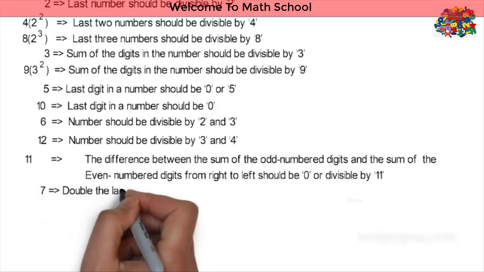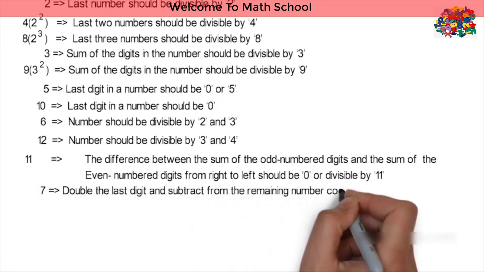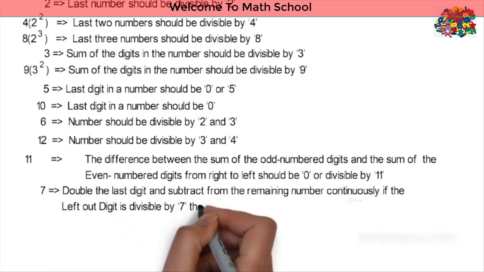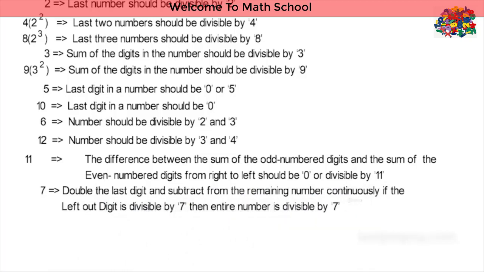So now, how to check the divisibility rule for 7? Double the last digit and subtract it from the remaining number continuously. If the leftover number is divisible by 7, then the entire number is divisible by 7. Otherwise it is not divisible by 7. So let us take a number and check the divisibility by all the possible numbers.